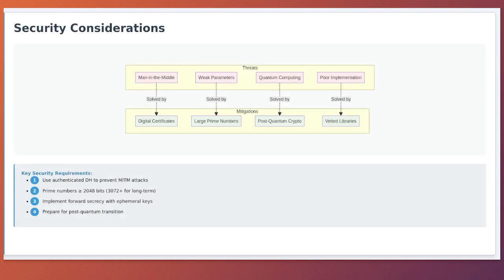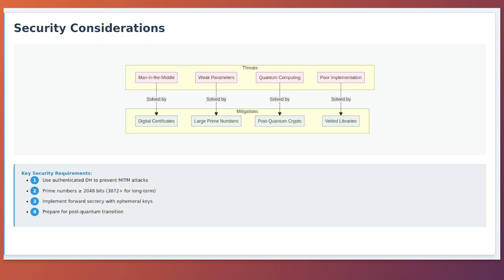Security considerations. While Diffie-Hellman is elegant and powerful, it is important to understand its limitations and the security considerations for real-world implementations. No cryptographic algorithm is perfect, and knowing the potential weaknesses helps us use it more effectively.